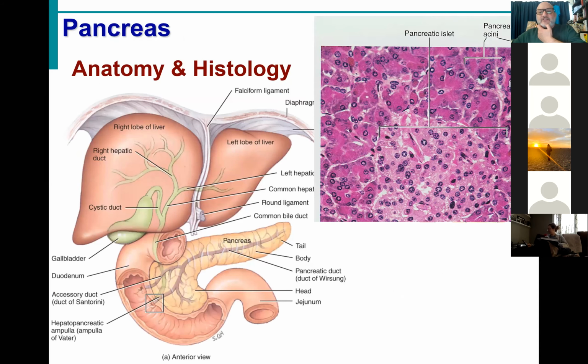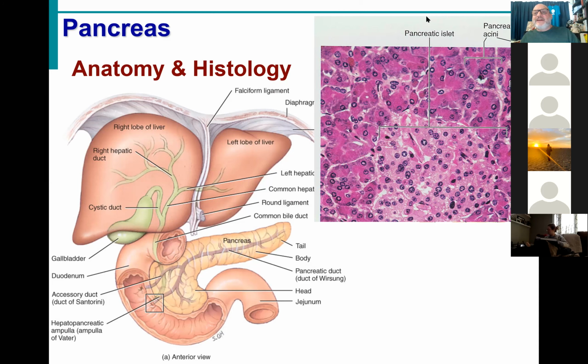We've talked about the small intestine. I want to talk more about these three organs that we just finished talking about that are associated with the small intestine, and primarily, as you can see here nicely with the illustration, are associated with the duodenum. And they are, again, the liver, the gallbladder, and the pancreas.